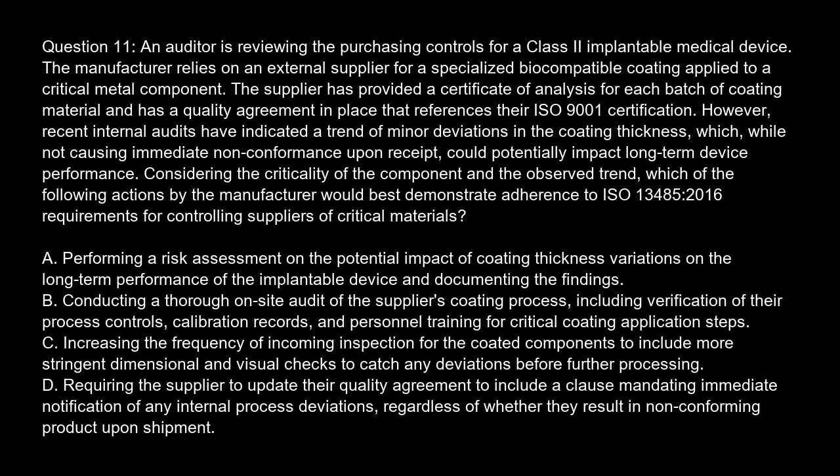Option C. Increasing the frequency of incoming inspection for the coated components to include more stringent dimensional and visual checks to catch any deviations before further processing. Option D. Requiring the supplier to update their quality agreement to include a clause mandating immediate notification of any internal process deviations, regardless of whether they result in non-conforming product upon shipment.